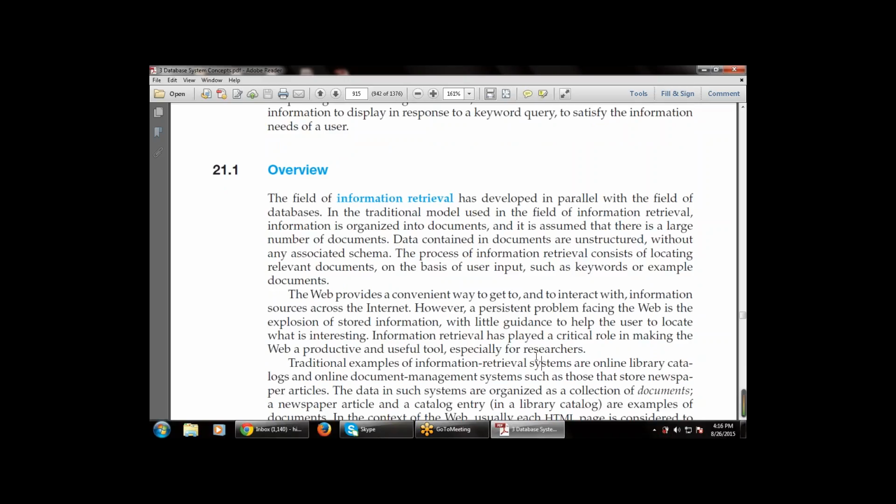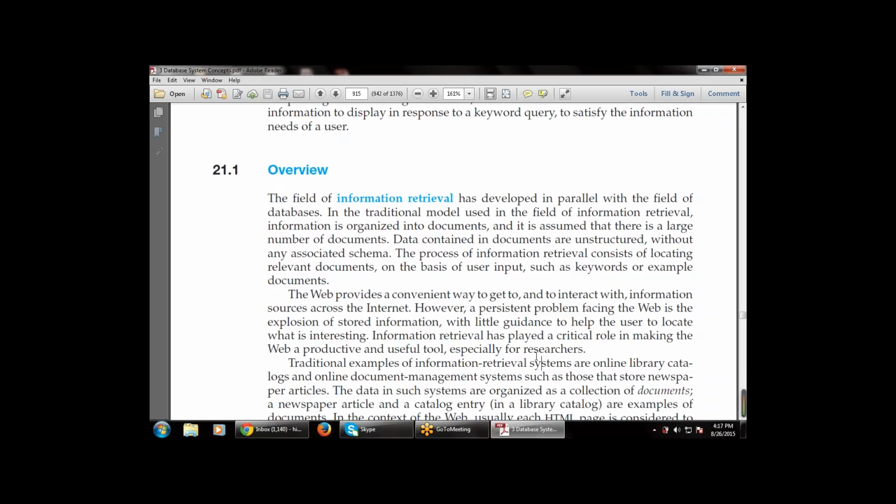Traditional examples of information retrieval systems are online library catalogs and online document management systems, such as those that store newspaper articles. So there is a catalog maintained online, the online library catalog, and online document management systems that store newspaper articles. Whatever newspaper article is available is retrieved in the information retrieval system.